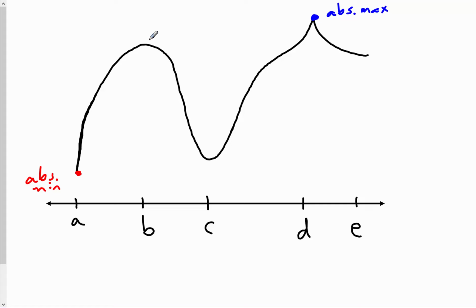But then I have other places that look like maxima and minima. So, for example, right here, it looks like a maximum because it is higher than the points nearby, but it's not the absolute maximum. So this is known as a relative or a local maximum. My fault.